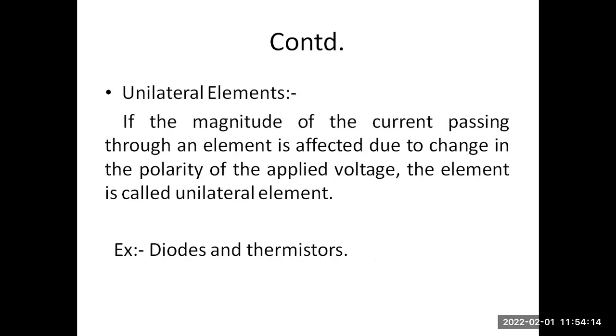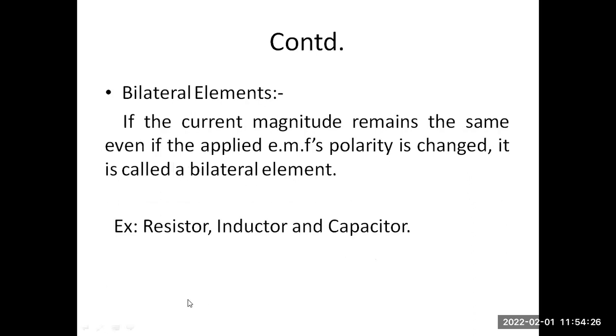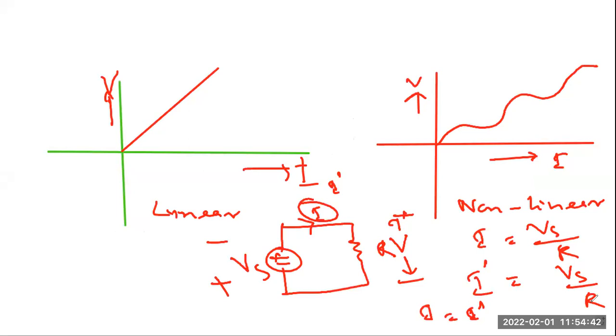Unilateral element. If the magnitude of the current passing through an element is affected due to the change in the polarity of the applied voltage, the element is called a unilateral element. Now, what is a bilateral element? If the current magnitude remains the same, even if the polarity of the applied EMF is changed, it is called bilateral. I will share the same thing with you.